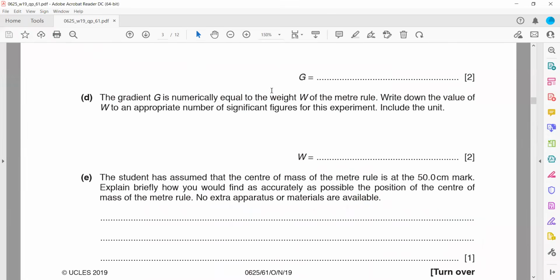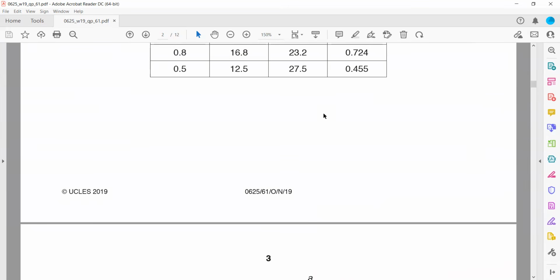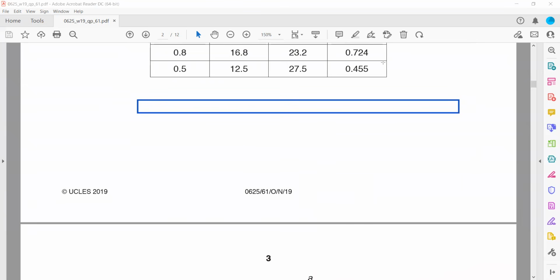For these type of experiment, a student has assumed that the center of the mass of a meter rule is at 50 centimeter mark. Explain how you could find as accurately as possible the position of center of mass of a meter rule. No extra apparatus or material is available. So how we can find the center of the mass of a meter rule? Like example, if we have a meter rule and we want to find which position its center of the mass lie. So what we will do, we will pivot the meter rule at different positions.